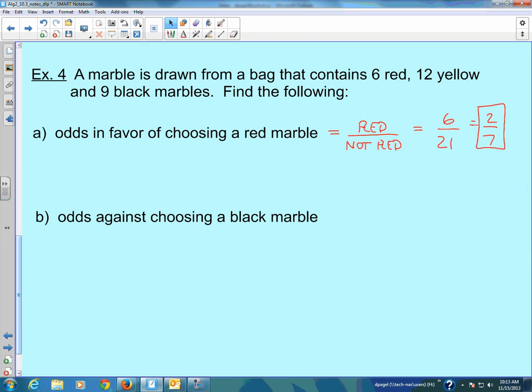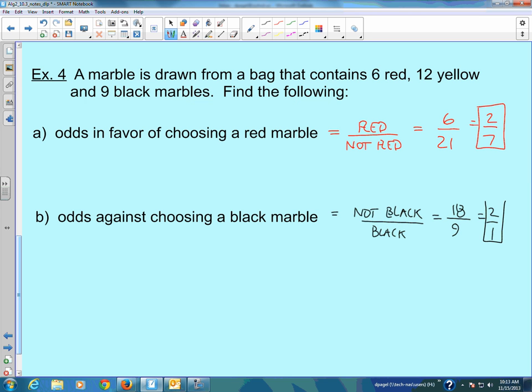The odds against getting a black marble would be not black, how many of those are there, over how many are black. Now we go find the ones that aren't black, which would be our red and our yellow, and there are 18 of those. And the ones that are black are 9. So here we have 2 to 1 odds against choosing a black marble.